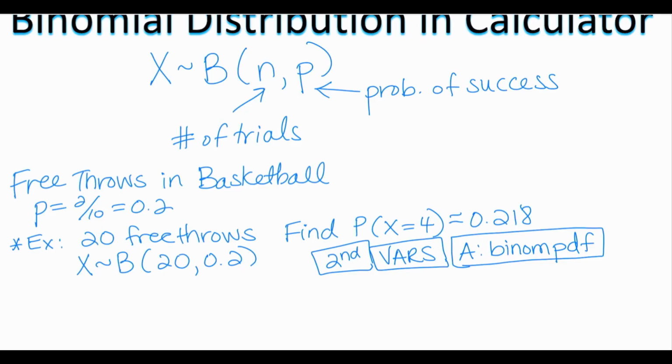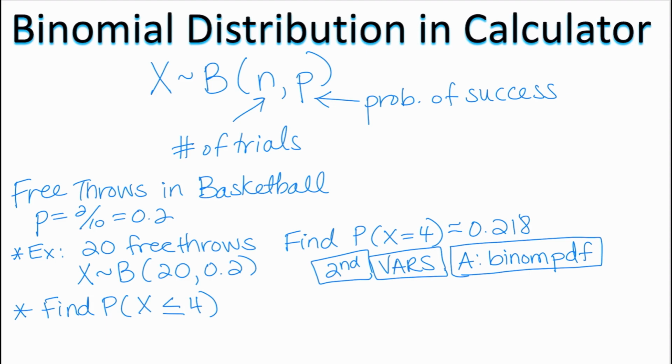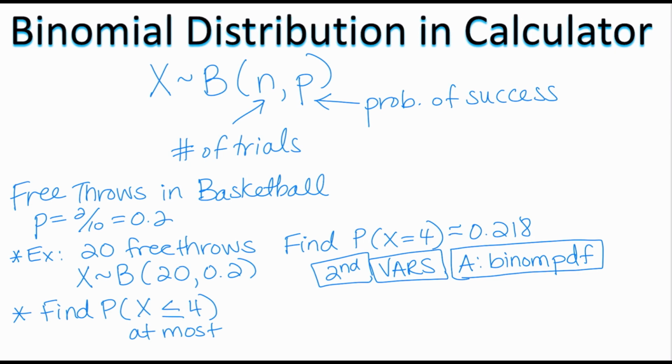Now let's say instead I want to determine what is the probability of making at most 4 baskets. So in this particular case, at most means that I could make 4 or 3 or 2 or 1 or no baskets at all. So in order for me to find the probability that I make 4 or less baskets, I'm still going to go to second vars in my calculator, but this time I'm going to choose option B, which is binomial CDF.